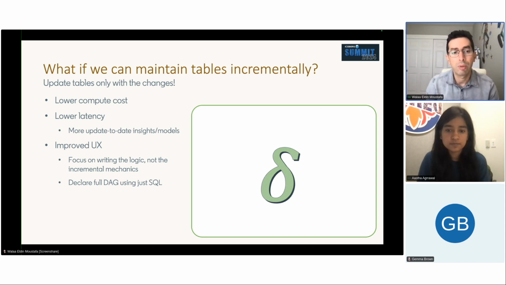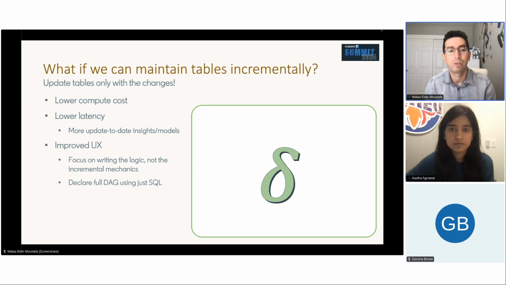At the same time, that improves the user experience, because users now do not need to focus on the variety of tools that they need to use or their APIs, or think about the incremental maintenance logic or the mechanics of it, but just focus on writing the logic in the way that we think about implementing the business objective. And with that, users can build full DAGs, which are directed acyclic graphs, using just SQL.